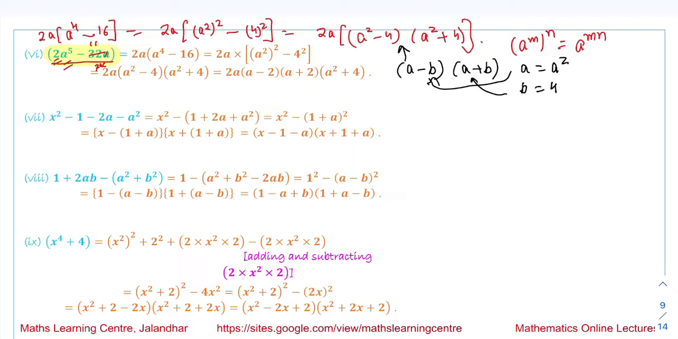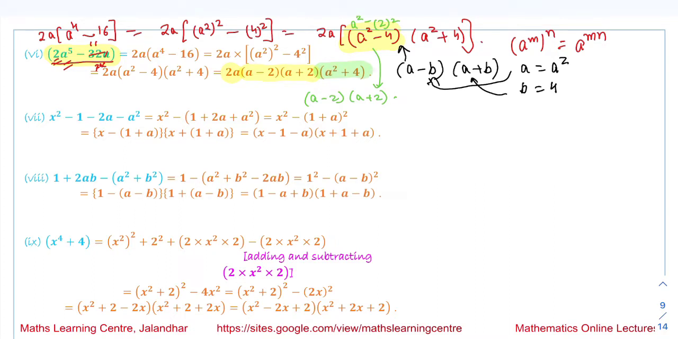Now if you look at this term, a square minus 4, it is still in the form a square minus 2 square. So you can again use the formula a minus 2 into a plus 2. So the final answer we are getting is 2a, a minus 2 into a plus 2, and the last step is a square plus 4.